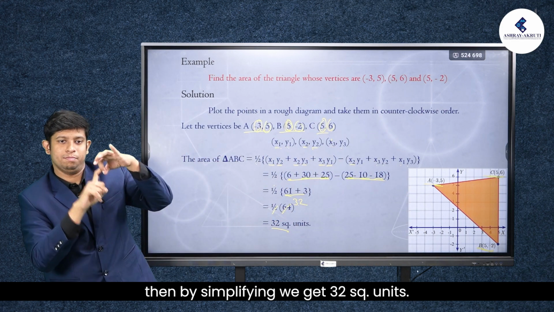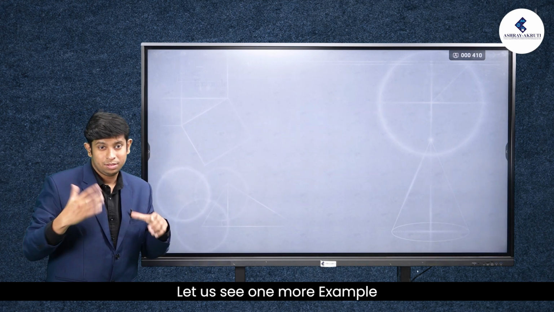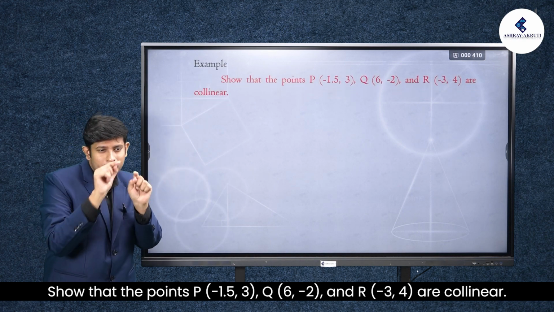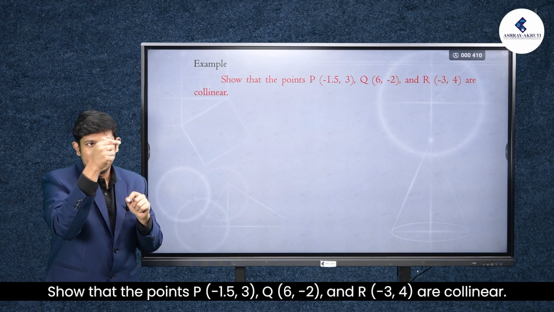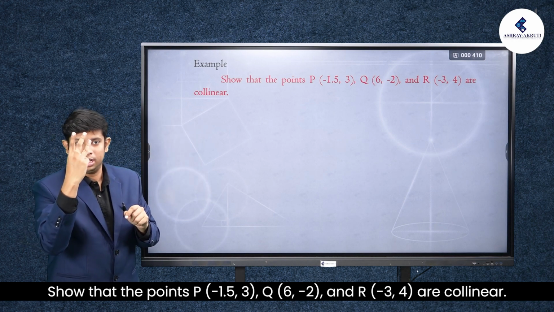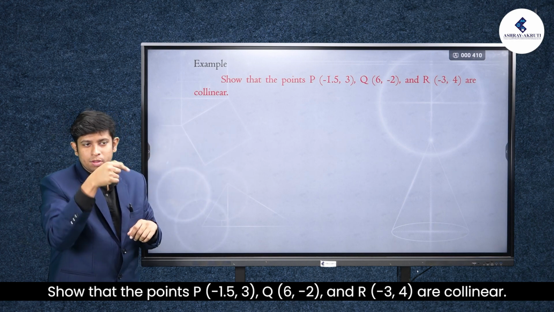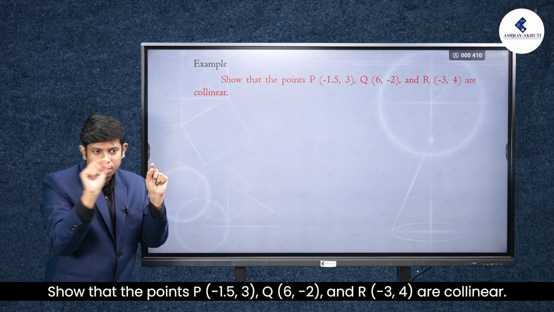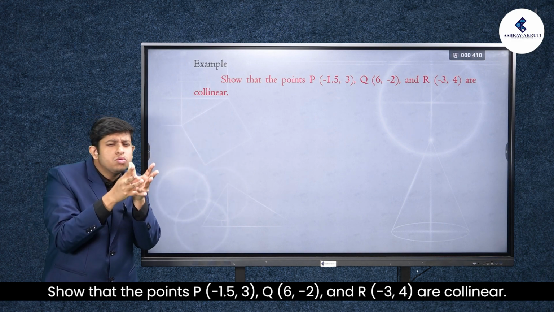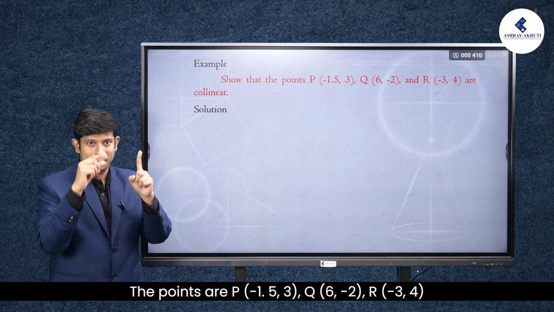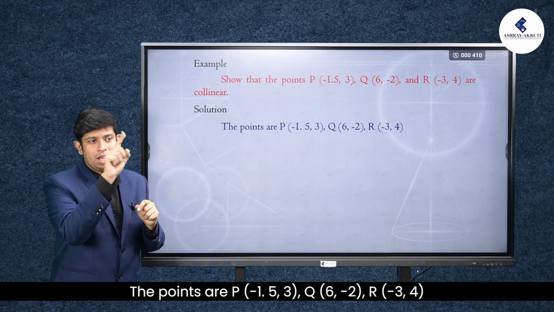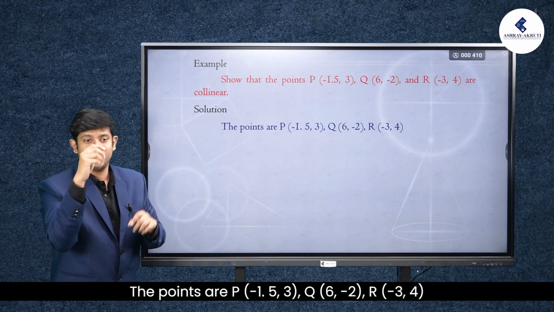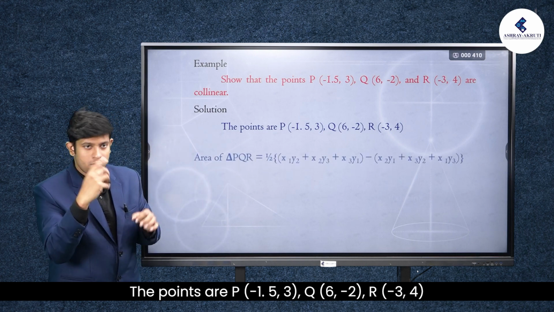Let us see one more example. Show that the points P minus 1.5 comma 3, Q 6 comma minus 2 and R minus 3 comma 4 are collinear. Solution. The points are P minus 1.5 comma 3, Q 6 comma minus 2 and R minus 3 comma 4.